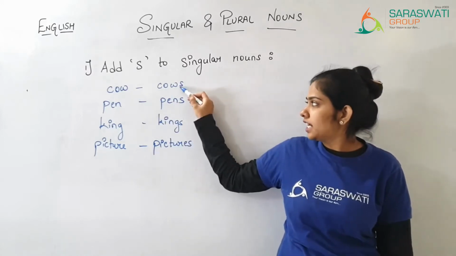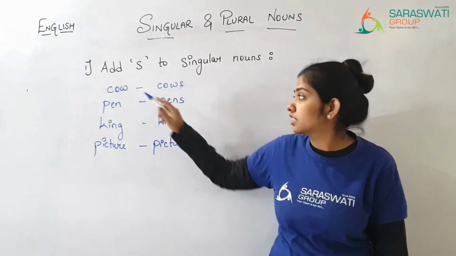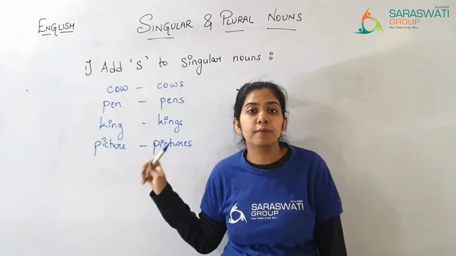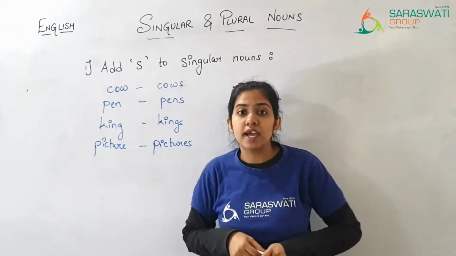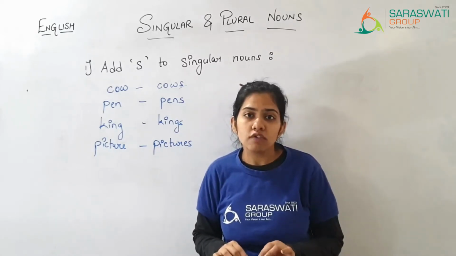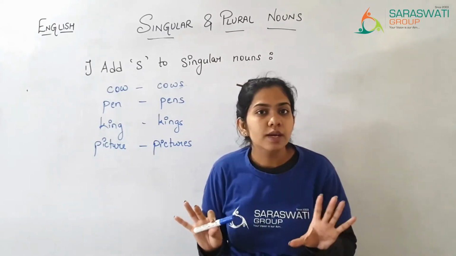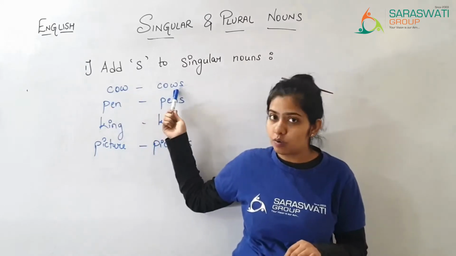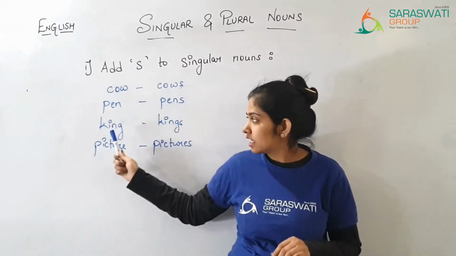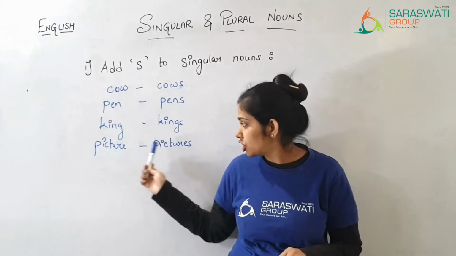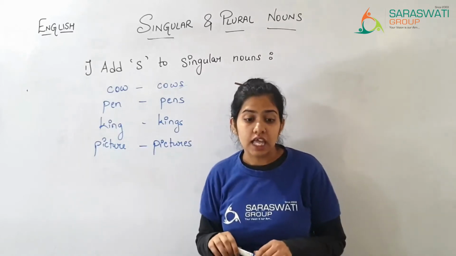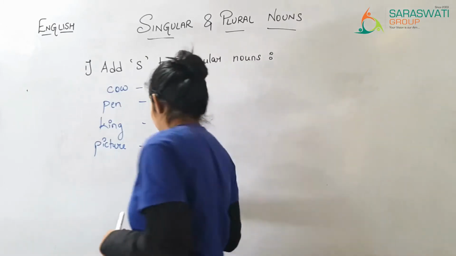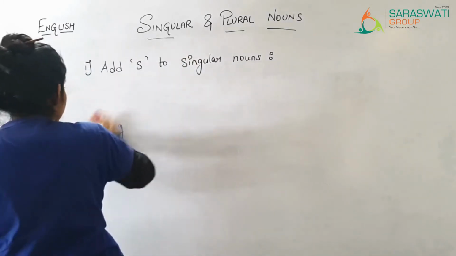So you can see that this is just a simple and basic rule. Just by adding s we have converted the singular noun to the plural noun. This is one of the basic rules of plural nouns: adding s to singular nouns. Cow, cows, pen, pens, king, kings, picture, pictures. Now comes our second rule.